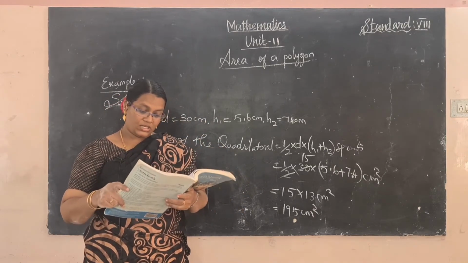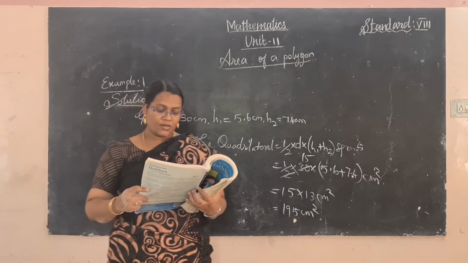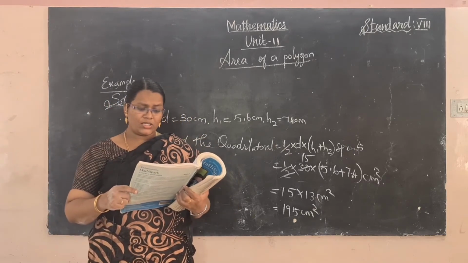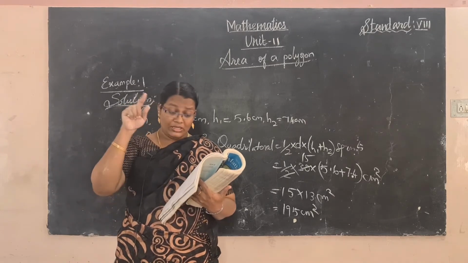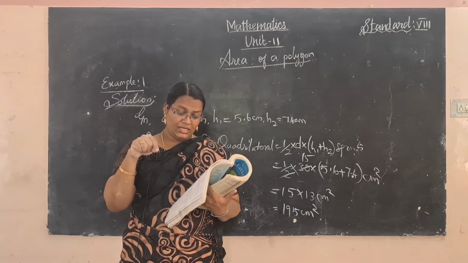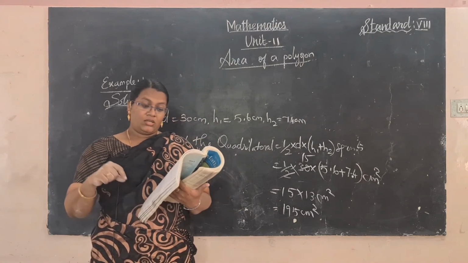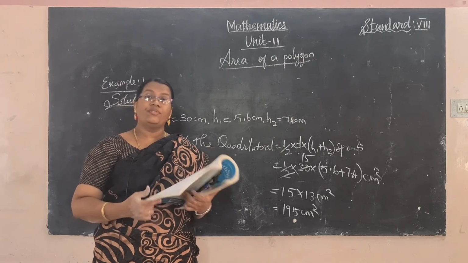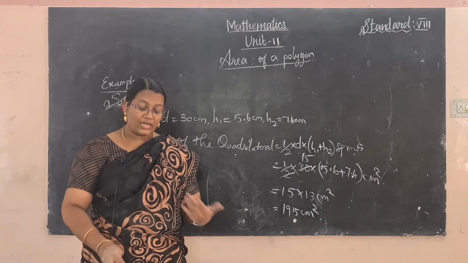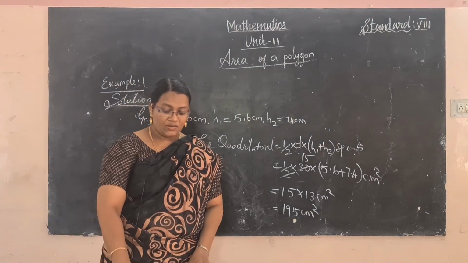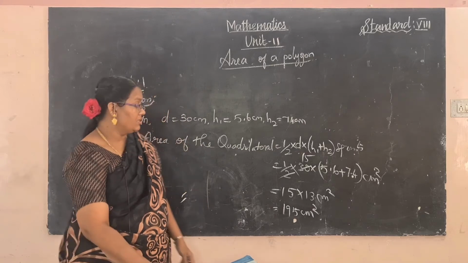And next, example 2. If the lengths of the diagonals of a rhombus are 36 centimeter and 24 centimeter, then find its area. The diagonals are given. Diagonals of the rhombus, what is the formula for area of the rhombus? Half into diagonal 1 into diagonal 2. So directly given, just substitute the values in this formula, we get the answer for the area of the rhombus.